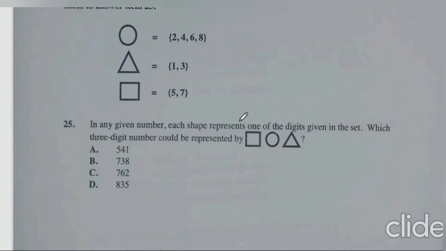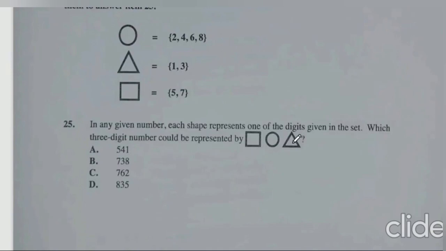So square, the number has to start with 5 or 7. So D is definitely out. The circle has 1, 3, so it has to be 5, 1 or 5, 3, or 7, 1 or 7, 3. We have it here, 7, 3. This 5, 4 will not be. 7, 3 is a good option. And this one says 7, 6. So clearly B is the correct answer so far.